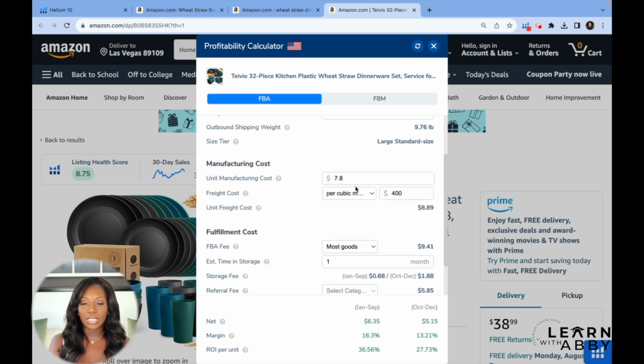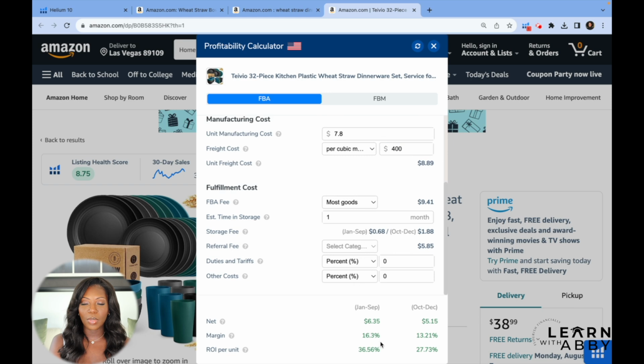And if all of this is accurate, then they would be making $6.35 off of this product for the majority of the year. During Q4 or quarter four, the last 3 months of the year, October, November, and December, the fees are slightly higher for storage, and therefore you would make a little bit less. It's nothing drastic, like, what is that, 50 cents of a difference. It's nothing too dramatic. So that's why there's 2 different columns for that.